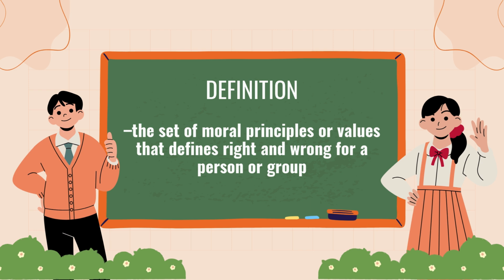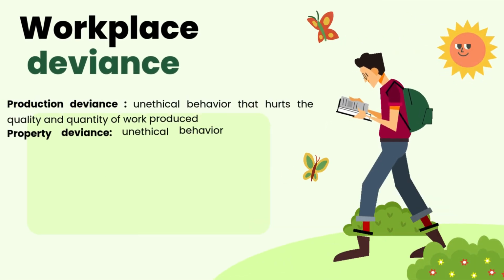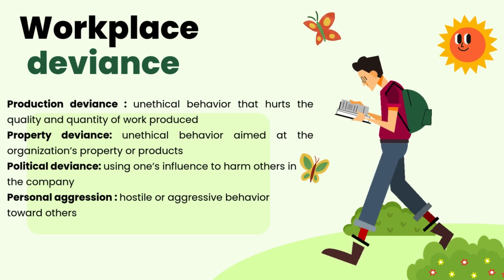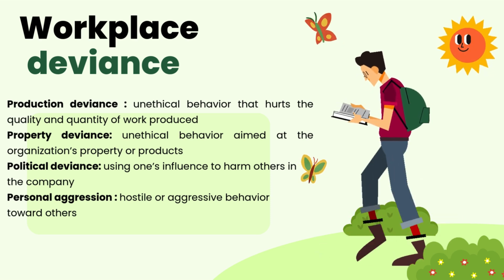Now let's understand workplace deviance and its types. Workplace deviance is unethical behavior that violates organizational norms and harms the company or its employees. It can be categorized into four main types. Production deviance. This occurs when employees reduce the quality or quantity of work. For instance, a worker intentionally wasting time or neglecting job responsibilities.